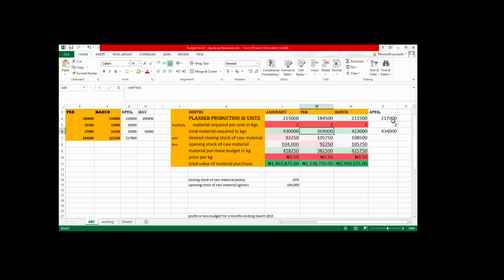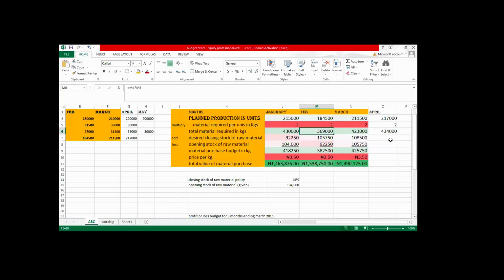For April, you plan to produce 217,000 units. And to produce one, you require 2 kg. What is your total production requirement? 134,000. You have gotten that.